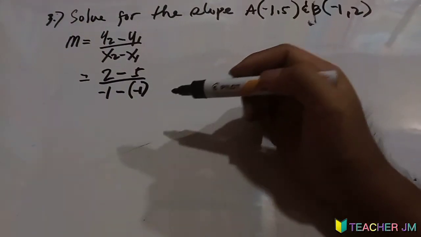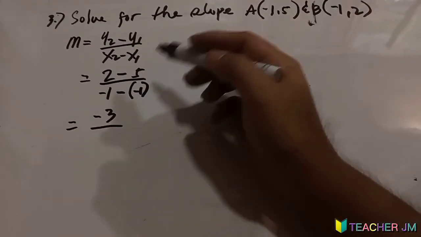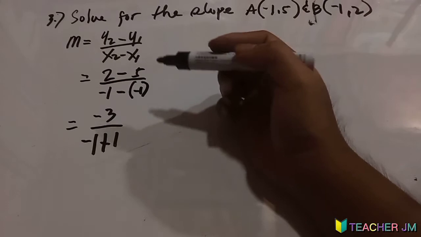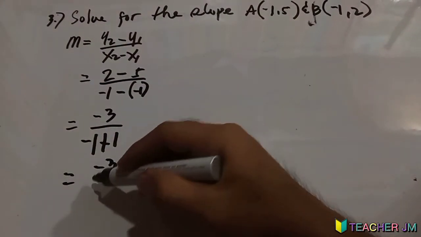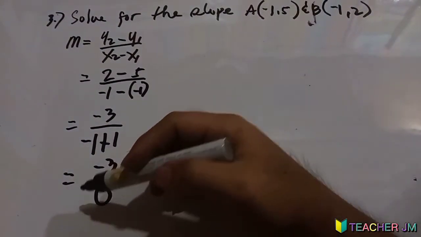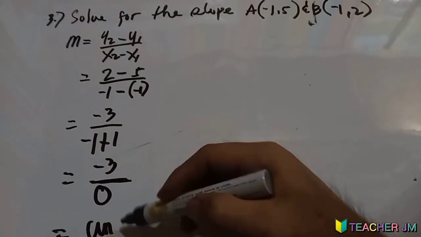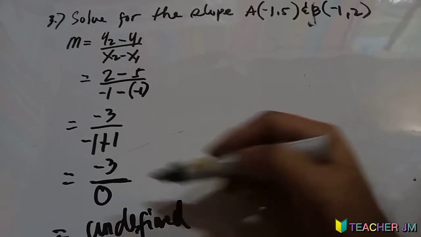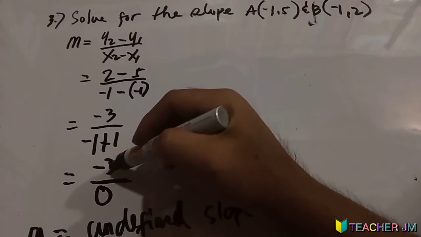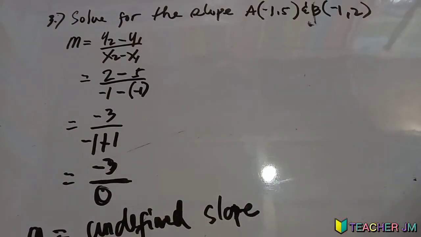Alright. Okay, next. Equal 2 minus 5, that is negative 3. And we have negative 1, negative times negative 1, that is positive 1. Kuha. Okay, next. Negative 3 all over negative 1 plus 1, that is 0. And we have negative 3 divided by 0, that is undefined. So, ibig sabihin, ang ating slope is undefined slope. Kasi, hindi tayo makadivide ng lahat ng numbers sa 0. Alright? So, ibig sabihin, ang ating slope is undefined slope.